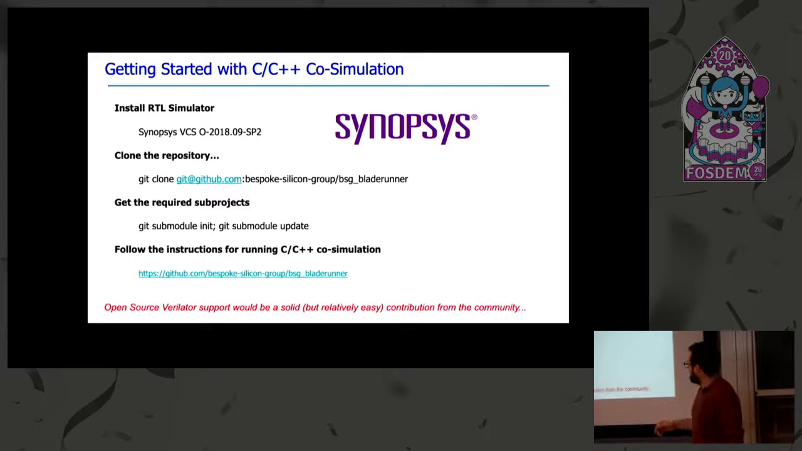The code's all up on GitHub. You clone this repository called Blade Runner. You get the related sub-projects. And then there are instructions in the README about how to get up and running. If you have the tools in the environment, it's fairly straightforward.